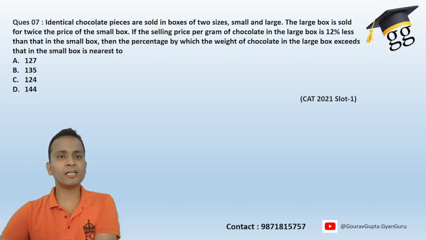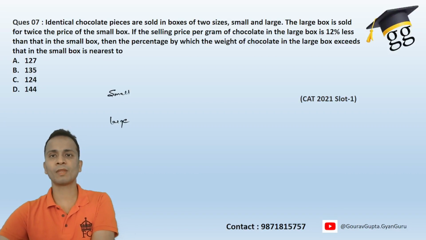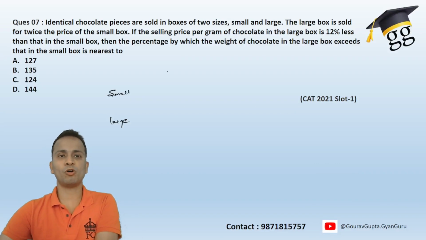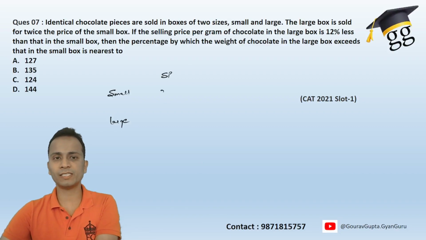Now we have identical chocolate pieces are sold in the boxes of two sizes, small and large. So there is a small box and there is a large box. Okay. Now the large box is sold for twice the price of the small box. So selling price of large box is twice the small box. So let's say ये x है तो इसका price कितना हो जाएगा 2x.